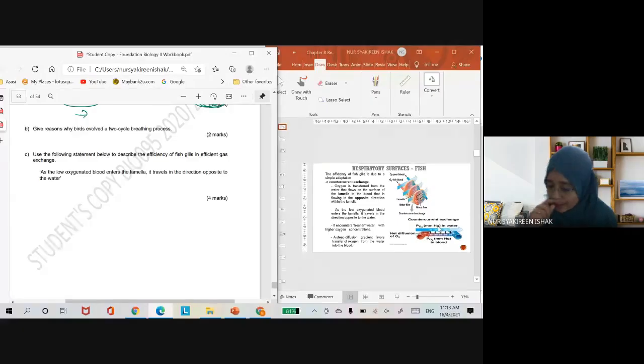So that's why dia guna term tadi fresher water kan. So oxygen in the water is higher compared to the oxygen in the blood. So oxygen will always can be extracted from water into the blood in the gills of the fish. Okay.